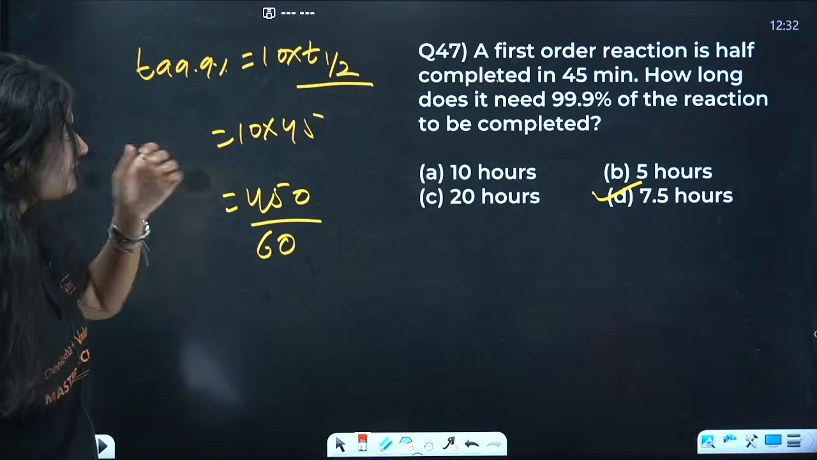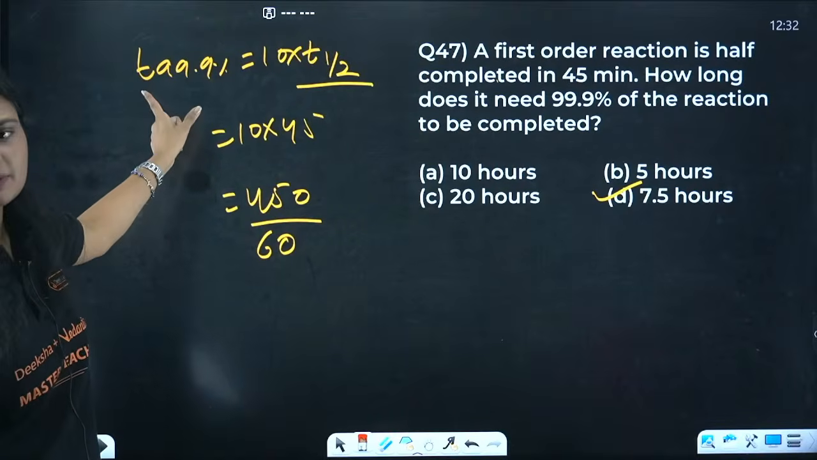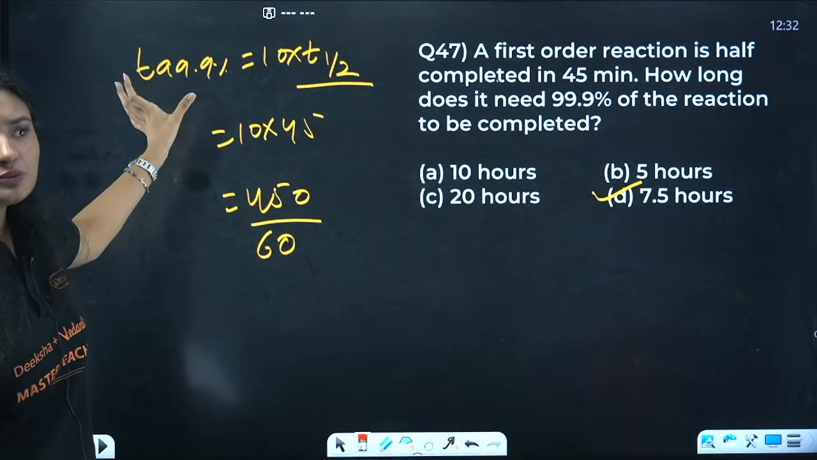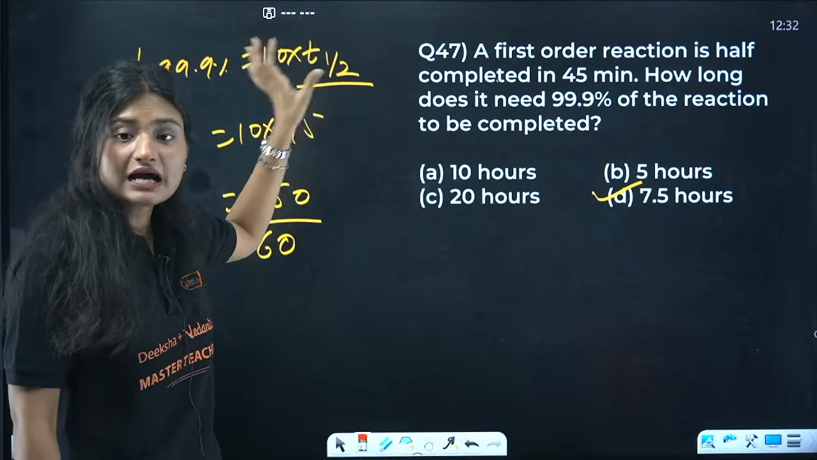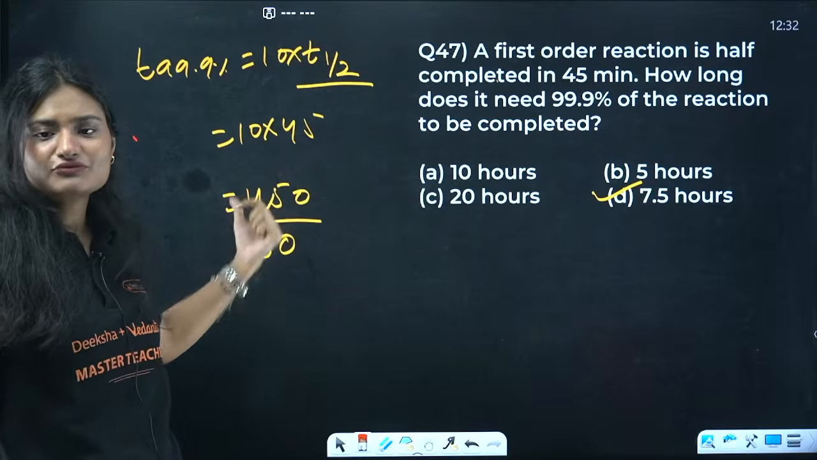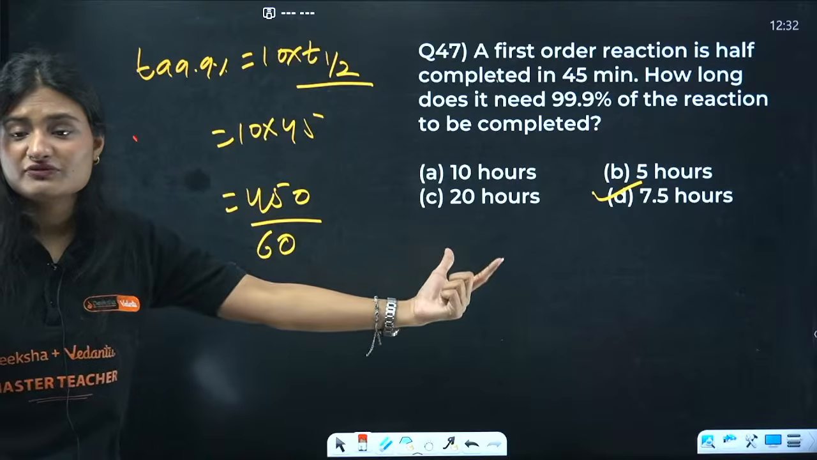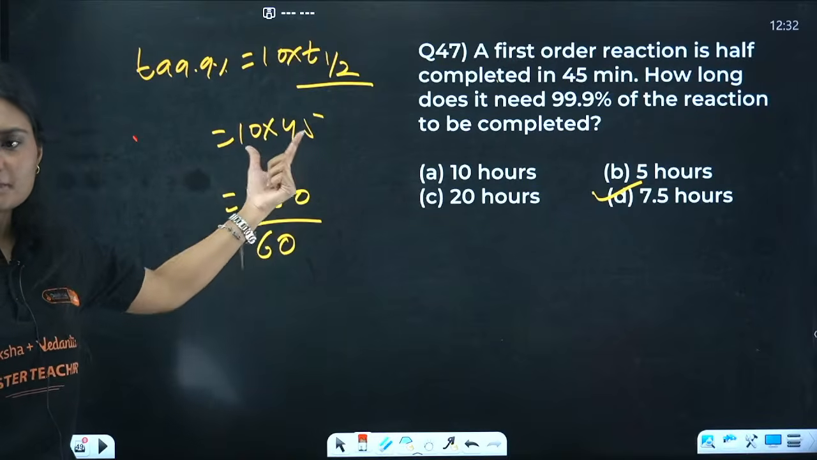First order reaction, half-life is given. Again, the simple relation: the time taken to complete 99.9% of any reaction is equal to 10 times the time taken to complete half of the reaction. So 10 times 45, 450 by 60, that will be 7.5. Why? Because we converted from minutes to hours.